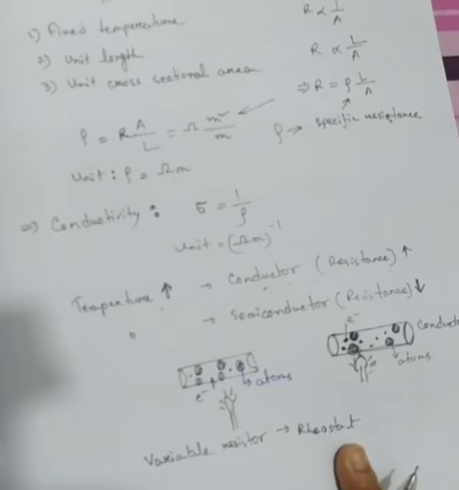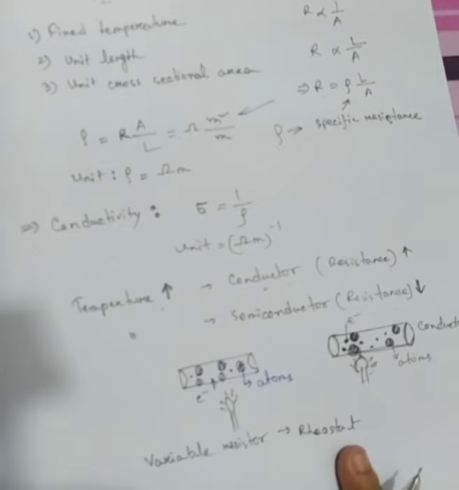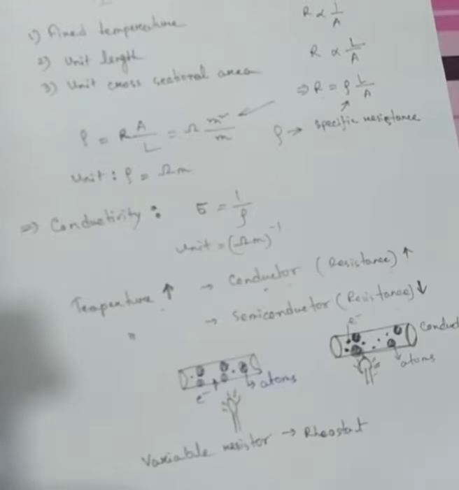So we have known about resistance, specific resistance, the effect of temperature on conductors and on semiconductors, and we have known about fixed resistance and variable resistance. In our next class, we will have some more discussion about circuits. We will try to have some basic knowledge about circuits, and we will try to solve some circuits also.